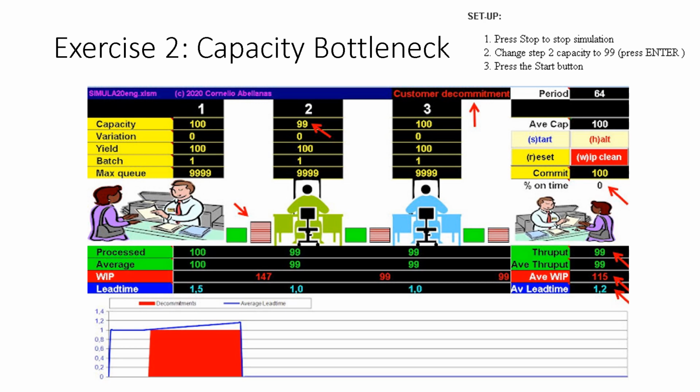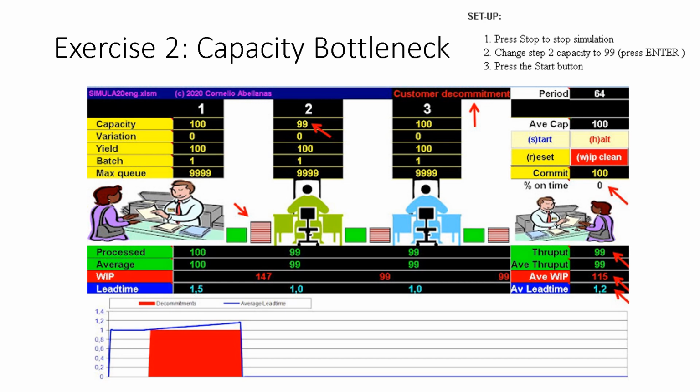We will now simulate a capacity bottleneck in step 2. To do that, we press stop to stop the simulation, then change step 2 capacity to 99 and press enter. Then press the start button. Now run the simulator for a few minutes and then answer these questions.